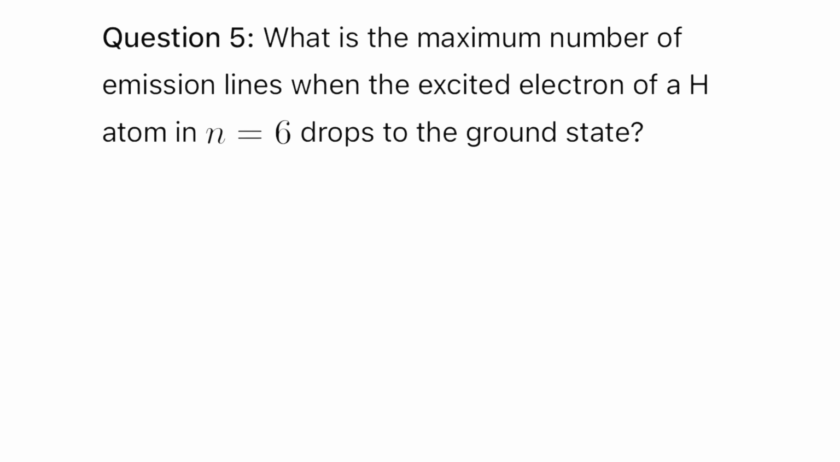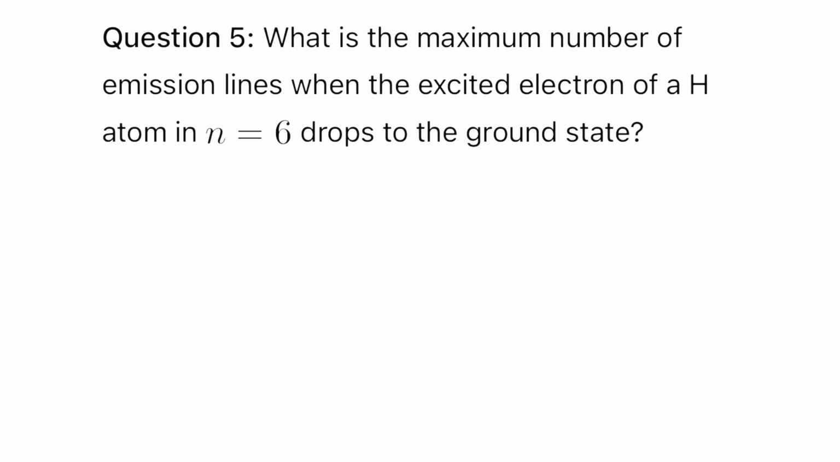So it becomes that. What is the maximum number of emission lines when the excited electron of a hydrogen atom in n equal to 6 drops to the ground state? Here we have to find the maximum number of emission lines. What is given? The n value is given, right? Definitely the electron in a higher shell will come back to the lower stationary shells, right?